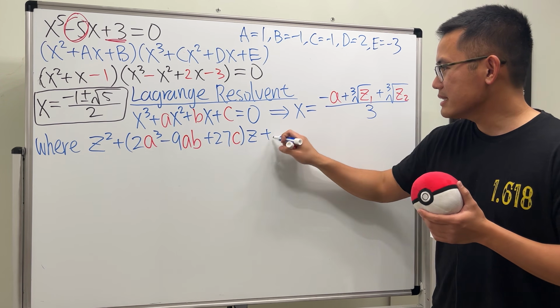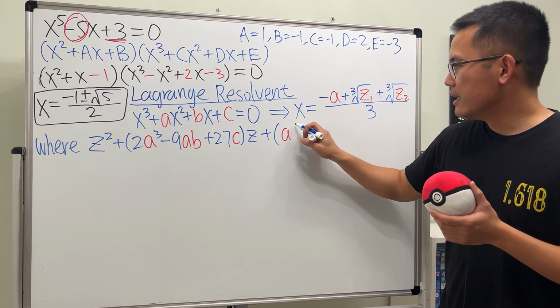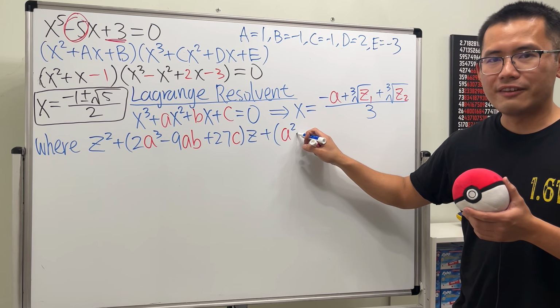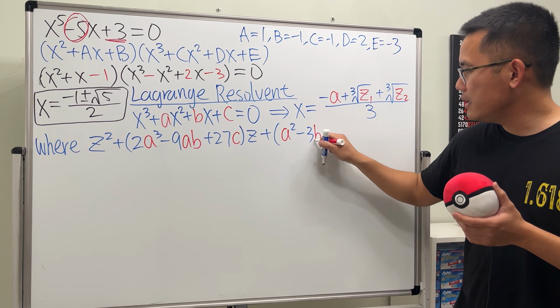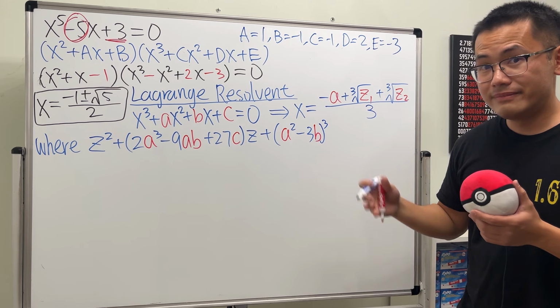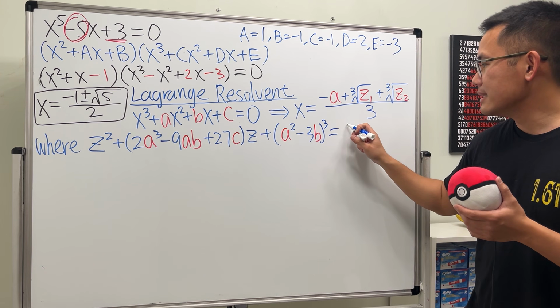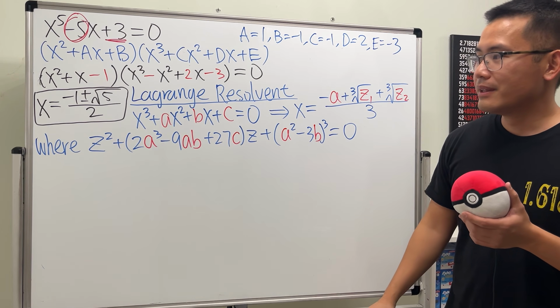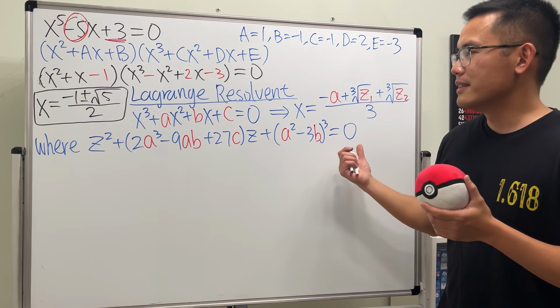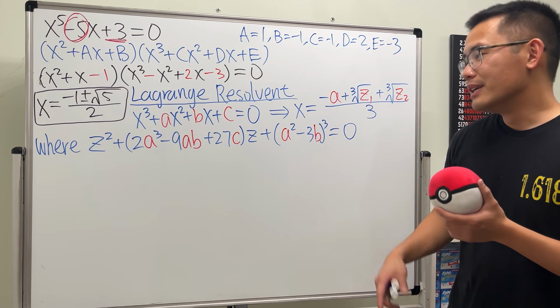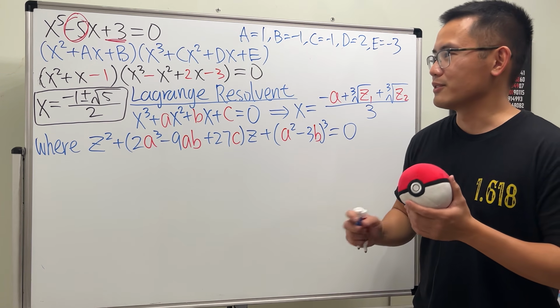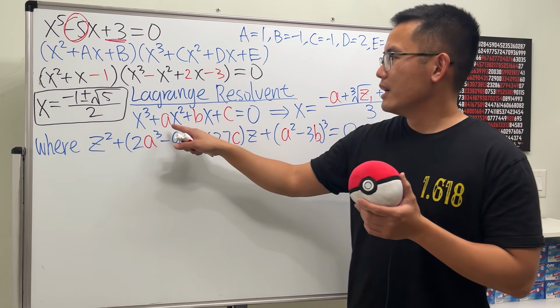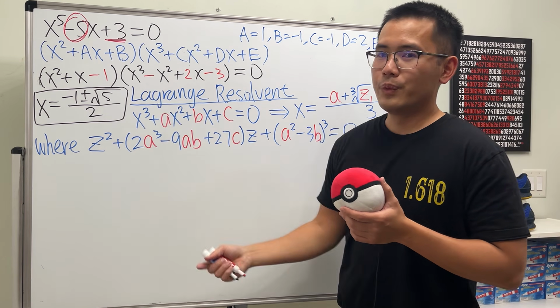And then plus parentheses a square, and we will have minus 3b, and then the third power like this. And all in all, that is equal to 0. So Z1 and Z2 satisfy this quadratic equation. Now, it's actually not so bad, because let's mix and match. What do we need?